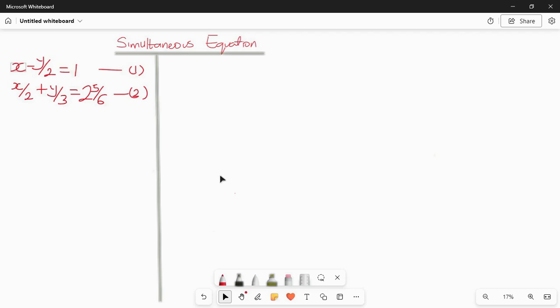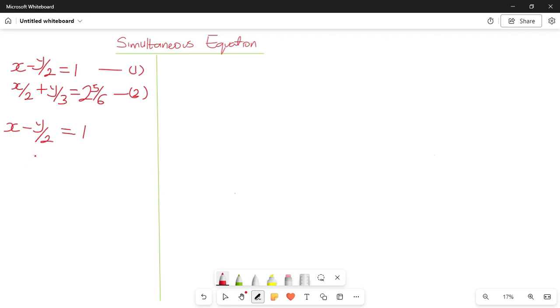So I'm going to bring out equation 1. What I just want to do here is to eliminate the fraction, just to ensure that we don't have fractions in the equation. And to do that is very simple. What you just have to do is look at all the denominators and think of a number they can all divide. For instance, in this question we have x minus y over 2 equals 1, so the only denominator here is 2. So I should just think about a number 2 can divide, and the simplest number is 2.